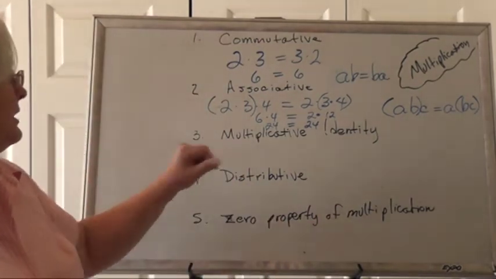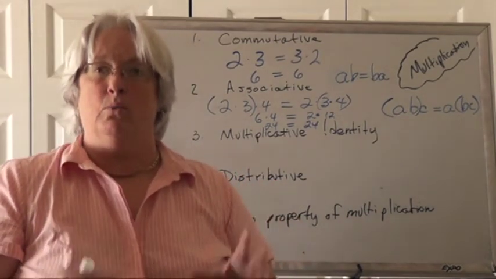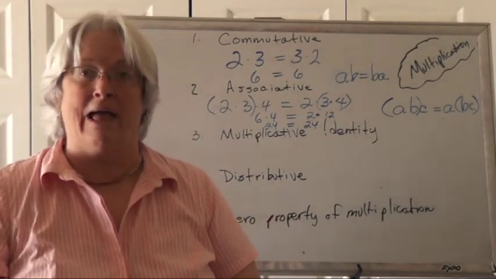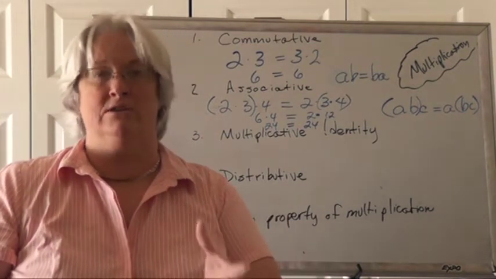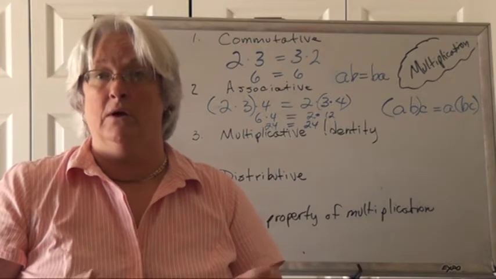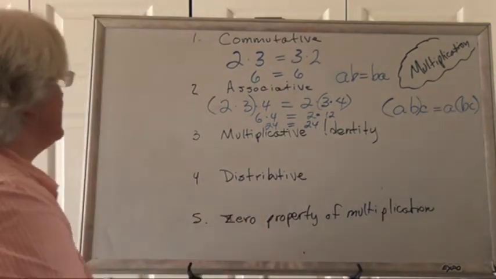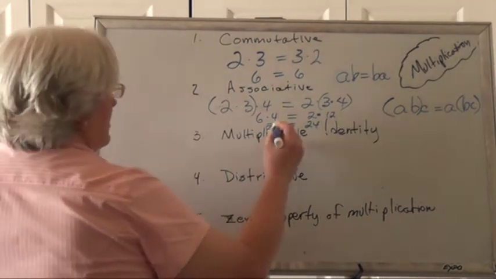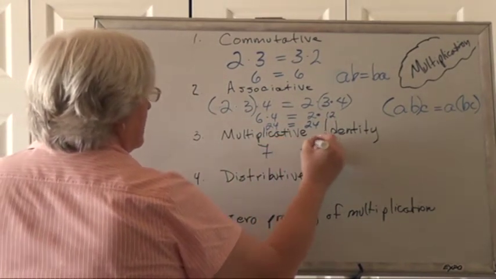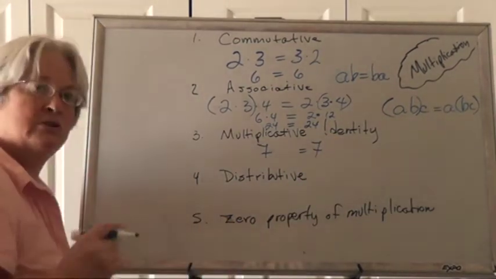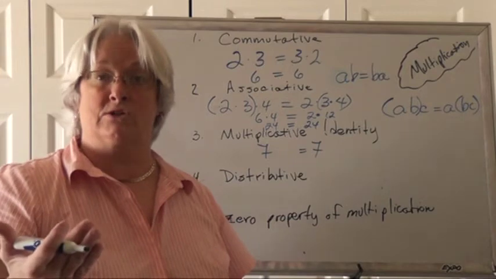Our third property is the multiplicative identity. Now, when we had the additive identity, we said that if you start with a number and you add 0 to it, or you add nothing to it, you haven't changed the value. But this is a little bit different. What do we have to multiply 7 by so that we don't change the value of 7, so that our product is actually 7?